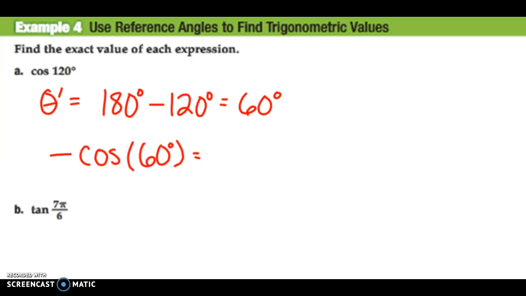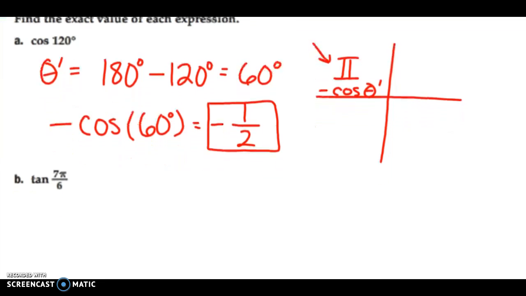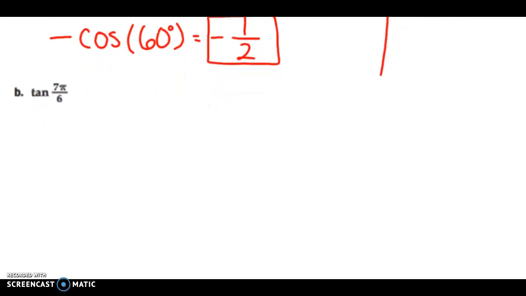Now you're probably wondering why I put a negative here. The reason is because in the second quadrant, which is where we're at right here, our cosine values are always going to be negative. So we can figure out that the cosine of 60 degrees is going to be 1/2, and since it's in the second quadrant, it's going to be negative. So this is my answer. My cosine of 120 degrees is actually equal to negative 1/2. If you check down the unit circle, that would also be the same.